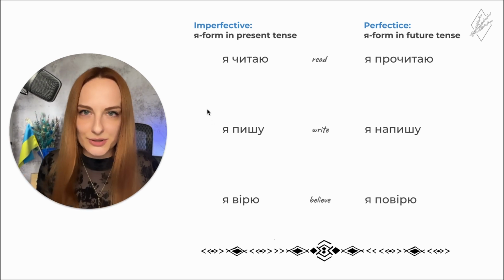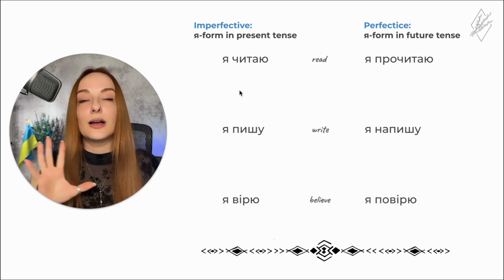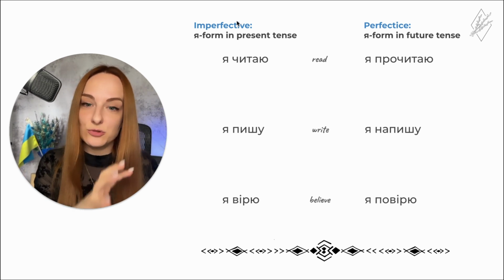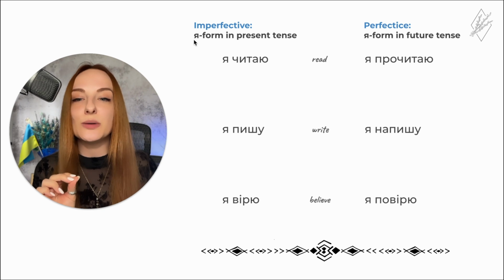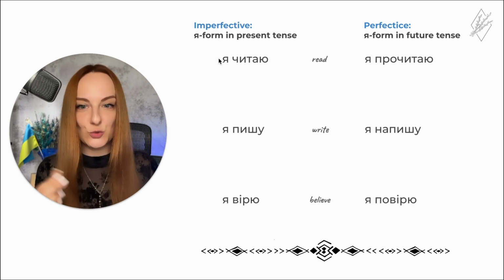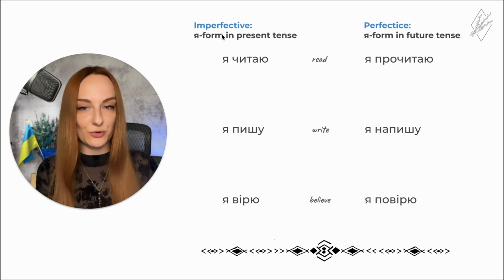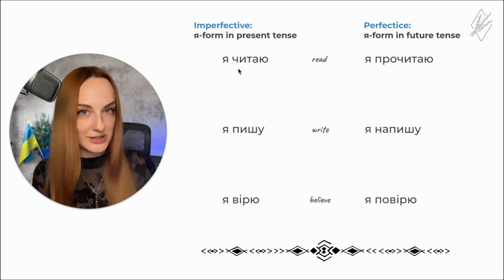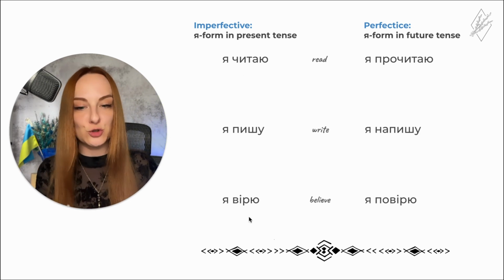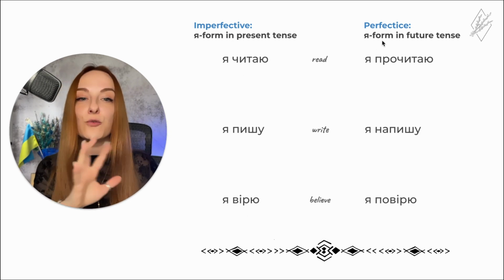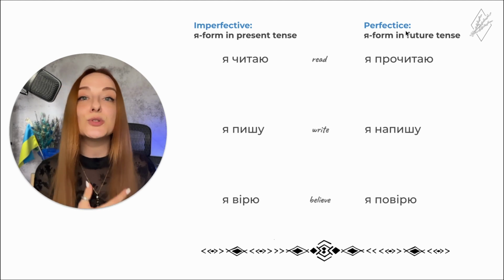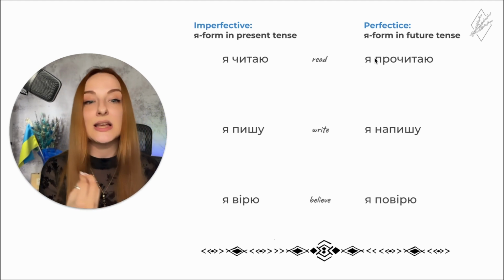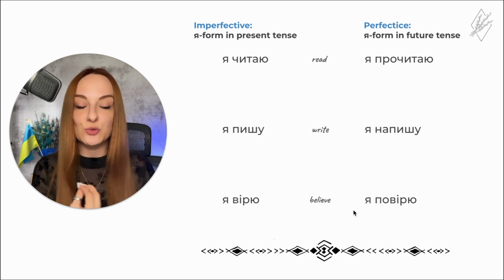How are they different? In order to define which group your verb belongs to, you need to put it into the я form. So я читаю, yeah? For an imperfective verb, you will put it in the present tense. Я читаю, я пишу, я вірю. For perfective verbs, since they do not have a present tense, we put them in the future tense. Я прочитаю, я напишу, я повірю.